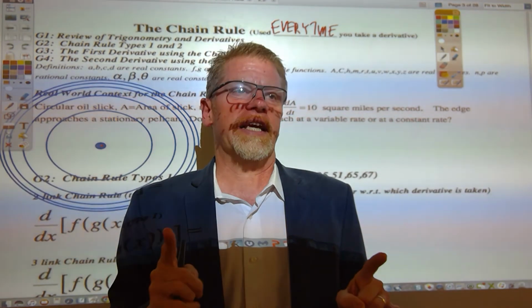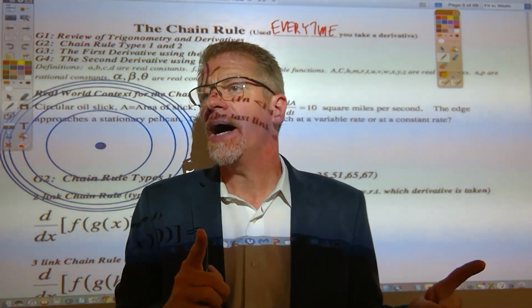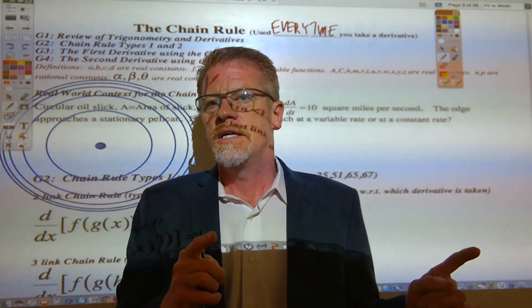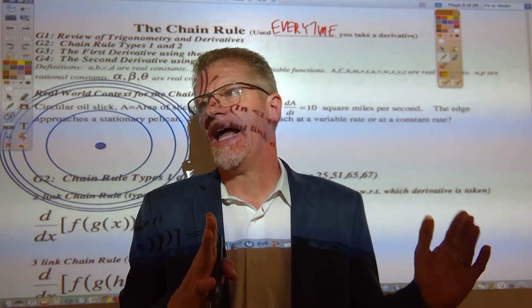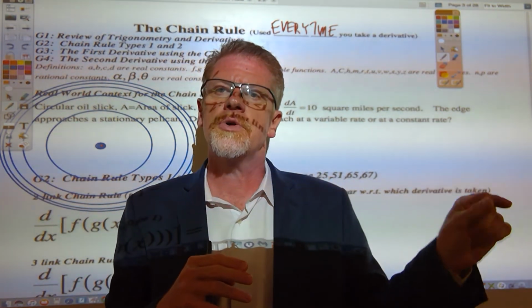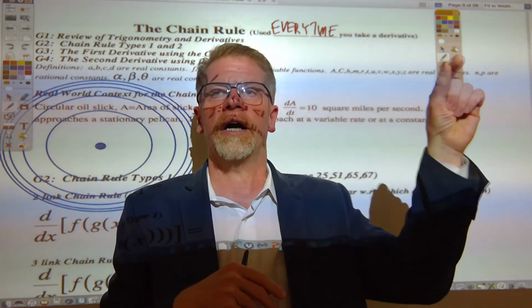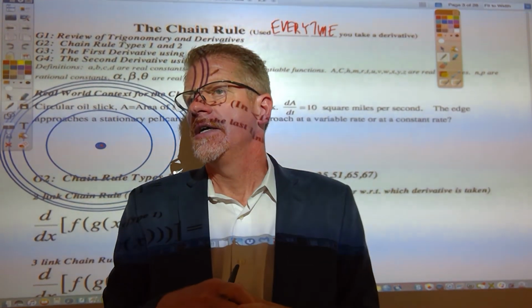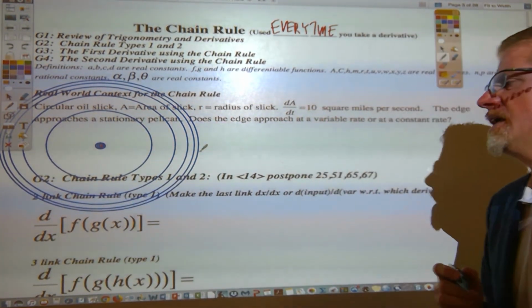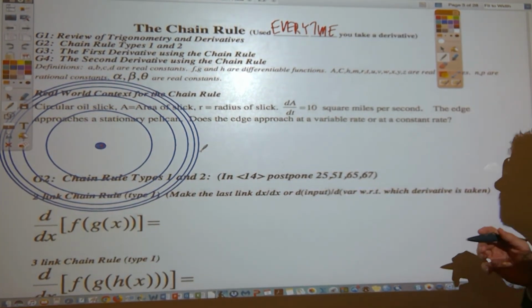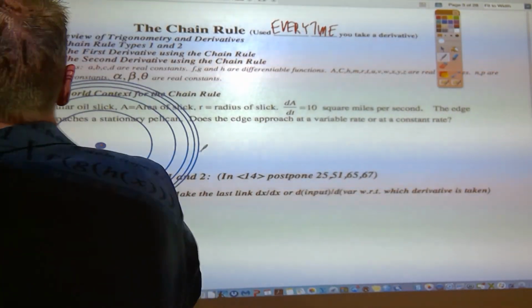Once this oil slick gets to be at a radius of about 100 miles, then the edge will not be advancing very quickly at all. It'll just be a narrow rim around the whole, like a 100-mile radius rim, to achieve an area of 10 square miles. So your mathematical imagination is in good shape to understand the chain rule.